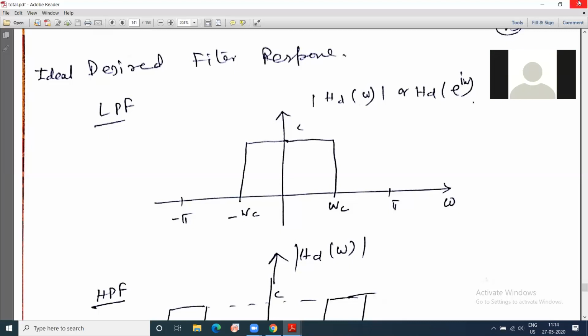Since hd of n is infinite in nature, because hd of n has non-zero values for infinite values of n, hd of n has to be multiplied with the window function with a specified number of samples to make hd of n finite. That is, h of n equal to hd of n into the window w of n.